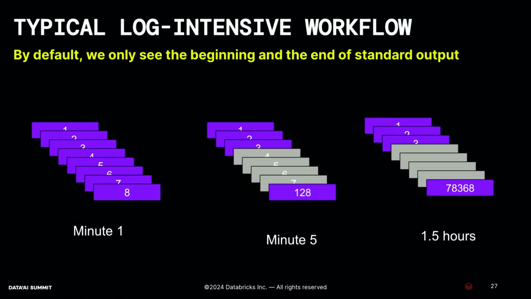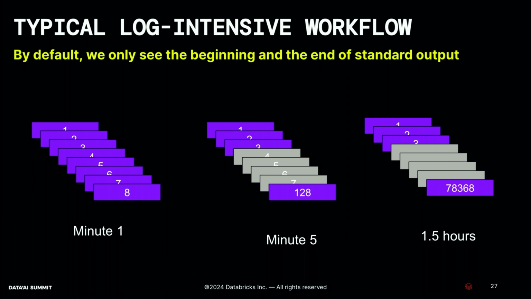So here's a typical log-intensive workflow in Databricks. In the first minutes, you see all the logs. After 5 minutes, you see logs from the first minute and logs from the 5th minute. You don't see the logs from the 2nd, 3rd and 4th minutes. And this is exaggerated when the workflow is running for 2 hours, 5 hours, 40 hours. You see only the first minute and last minute of the logs. So how to deal with this?